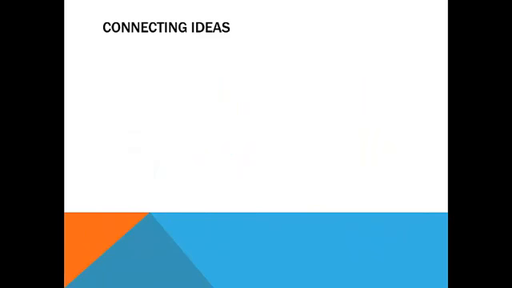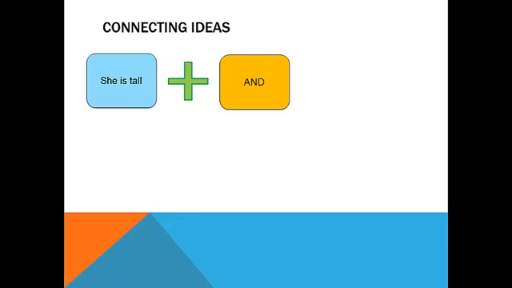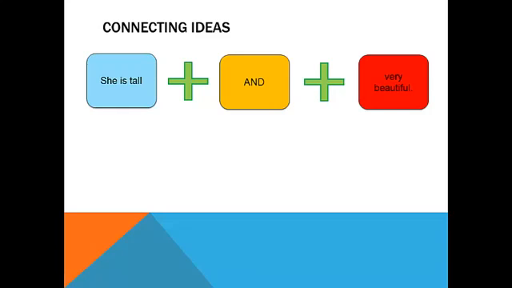Let's see more examples. She is tall. En esta situación tenemos una mujer a la cual estamos describiendo como alta. ¿Qué vamos a mencionar? Adicionalmente, otra característica, por ejemplo, very beautiful. Para yo conectar estas dos ideas, utilizo el conector and. She is tall and very beautiful. Lo que estoy expresando aquí es que esta mujer es alta y también, por supuesto, hermosa.